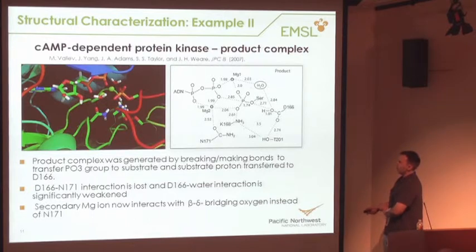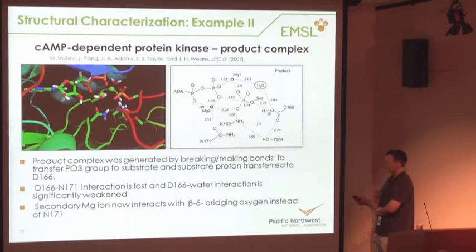As I said, you can also generate various product state complexes of your protein structure. Here, we take again the cAMP-dependent protein kinase and looked at the product state. And the way we obtained this product state, we forcefully broke the PO bond in the ATP molecule, and we transferred the proton from the serine substrate to D166. So this turned out to be a stable complex. It is a product state complex.